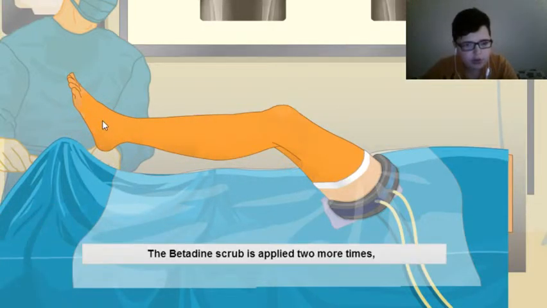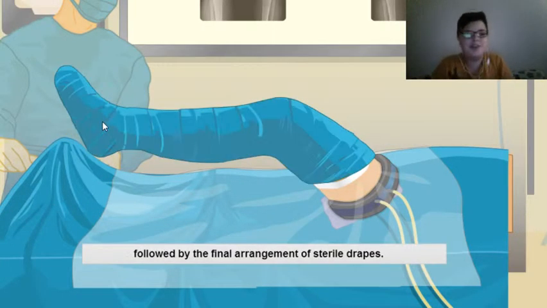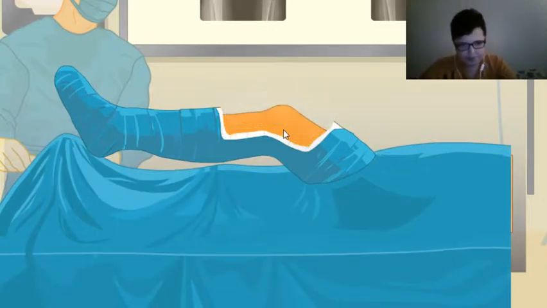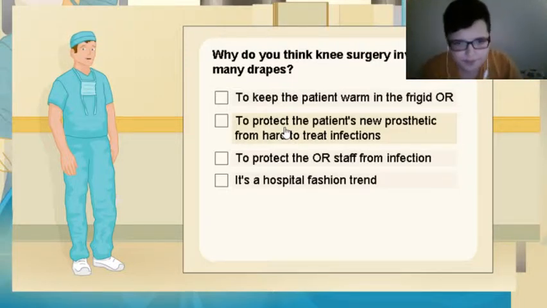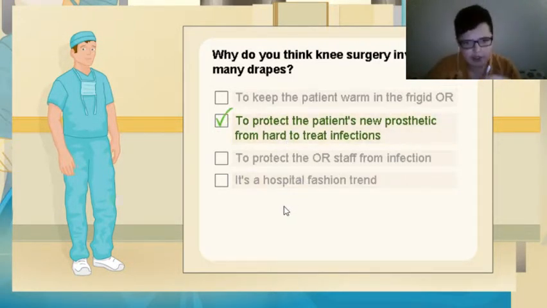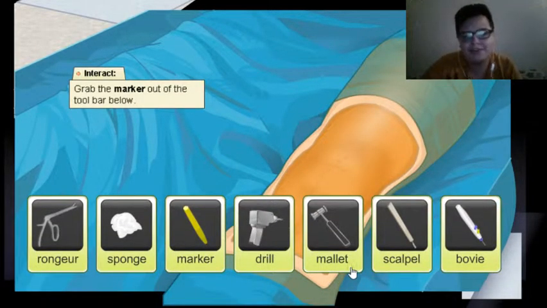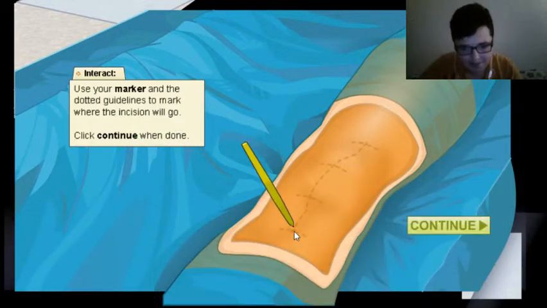Betadine scrub is applied 2 more times, followed by the final arrangement of sterile drapes. Why do you think knee surgery involves so many drapes? Use the sterile marker to draw the location for our incision, and don't forget to mark the perpendicular lines too. Typically, the incision line is 6 to 7 inches long.